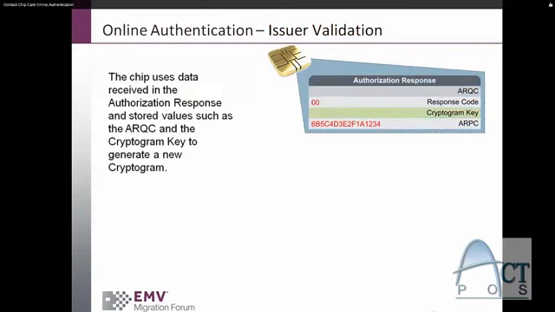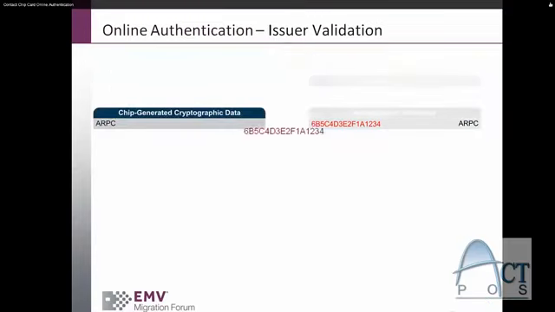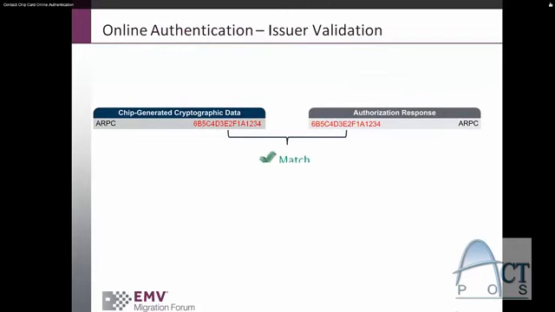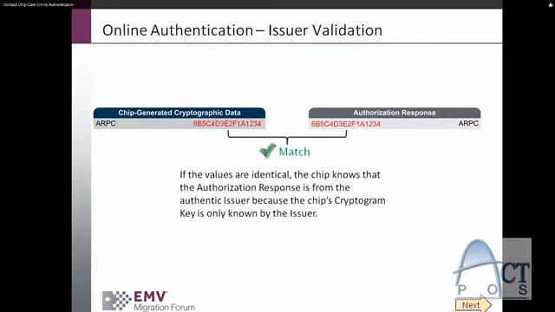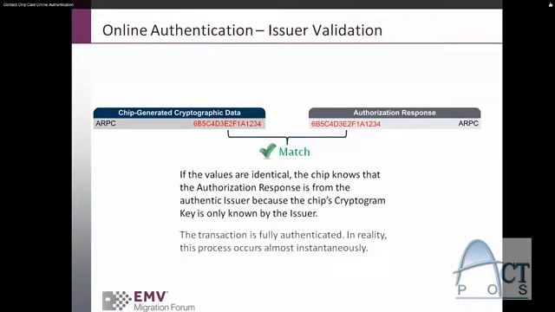There's two data values there. The chip will populate the ARQC and the cryptogram key. It already knows these values. It will then utilize these new values to generate a new cryptogram. This is known as the chip-generated ARPC. It will be compared with the ARPC received in the authorization response. If the values are identical, the chip knows that the authorization response is from the authentic issuer because the chip's cryptogram key is only known by the issuer. At this point, the transaction is fully authenticated. In reality, this process occurs almost instantaneously.